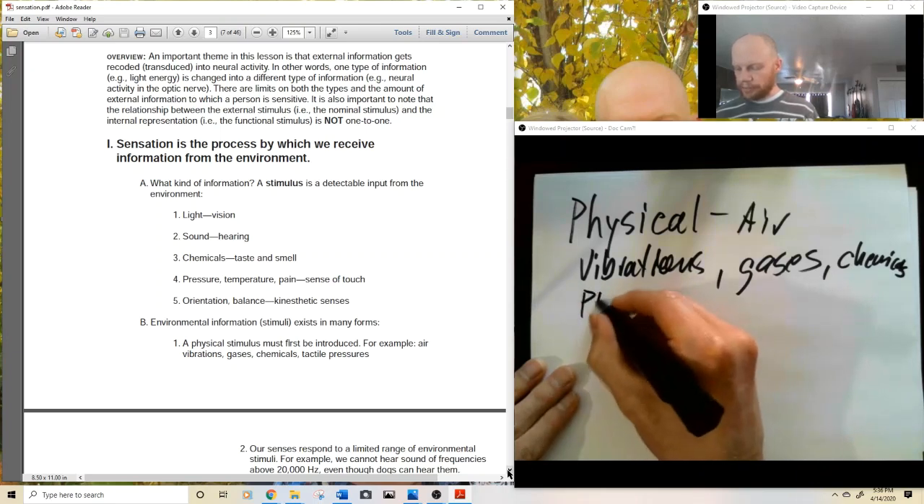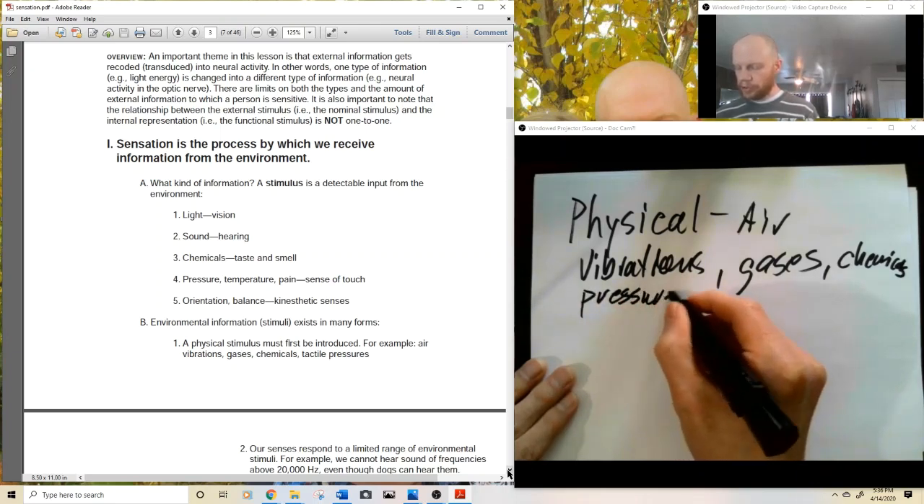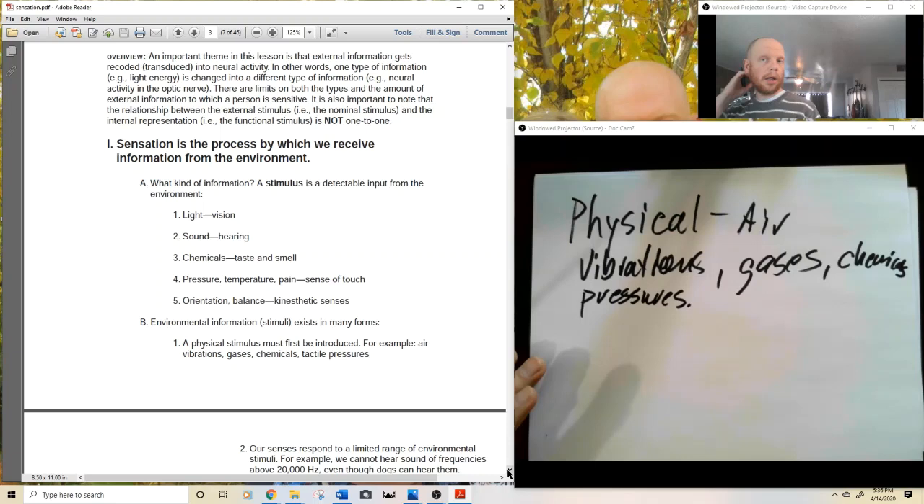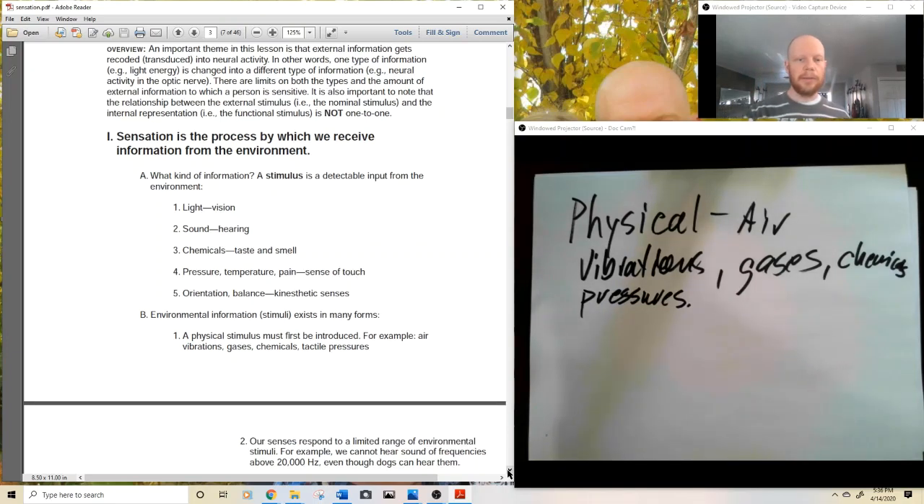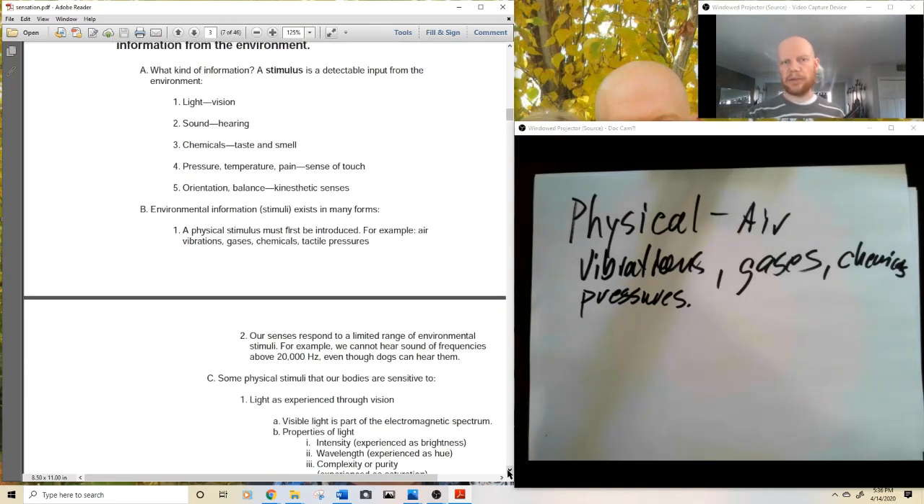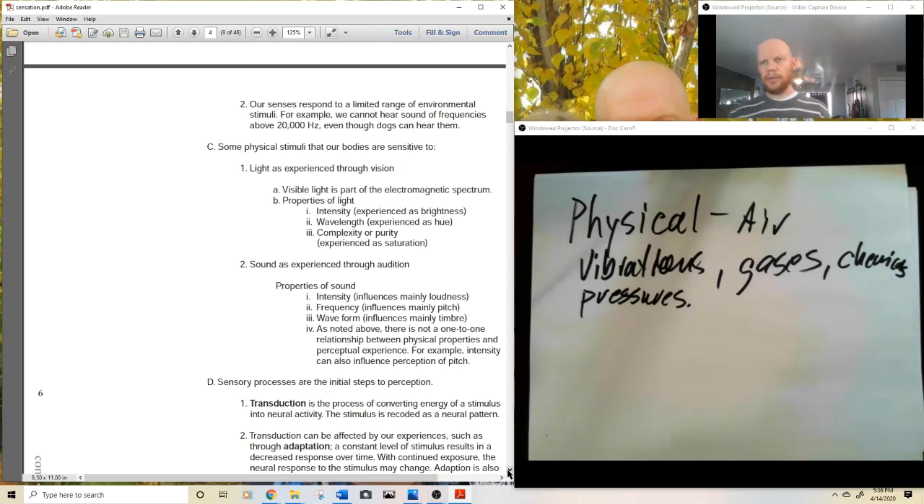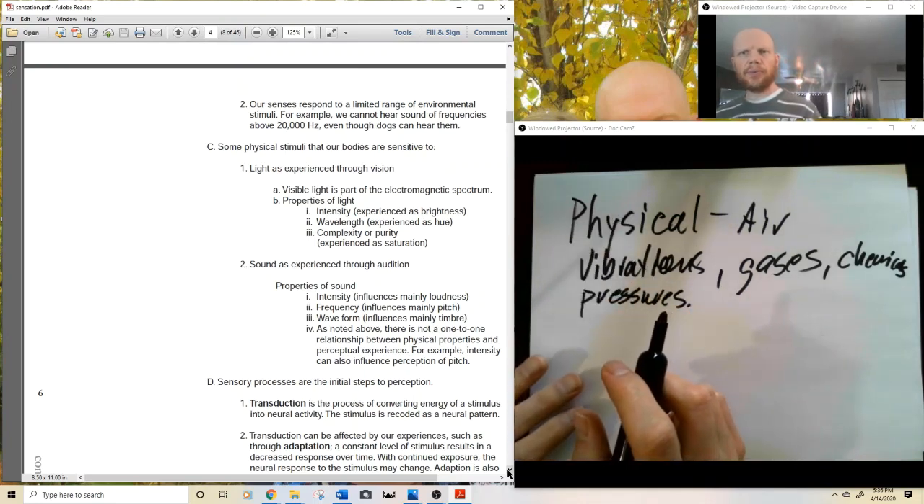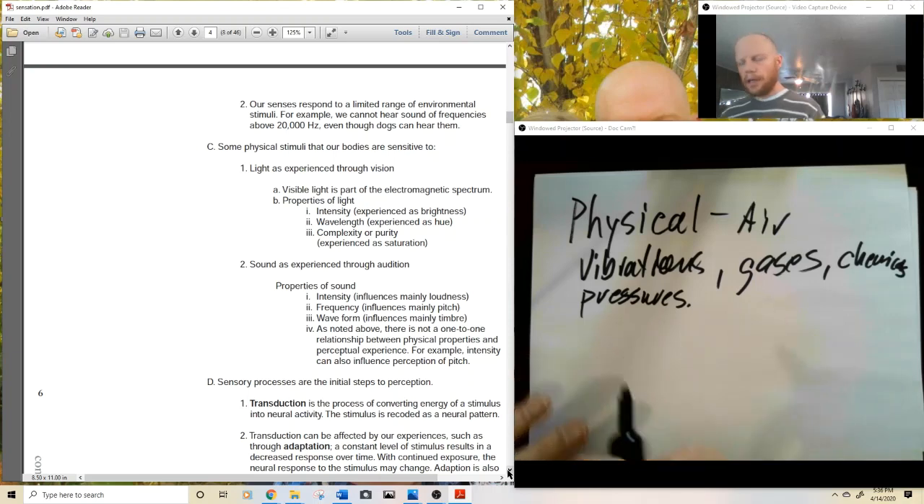Those are all physical, environmental stimuluses. But we have a pretty limited range on this. Human beings have a really crappy sense of hearing. We can hear things, but above 20,000 hertz, we can't hear. Dogs can hear that. That's what a dog whistle is generally at, about 20,000 hertz.